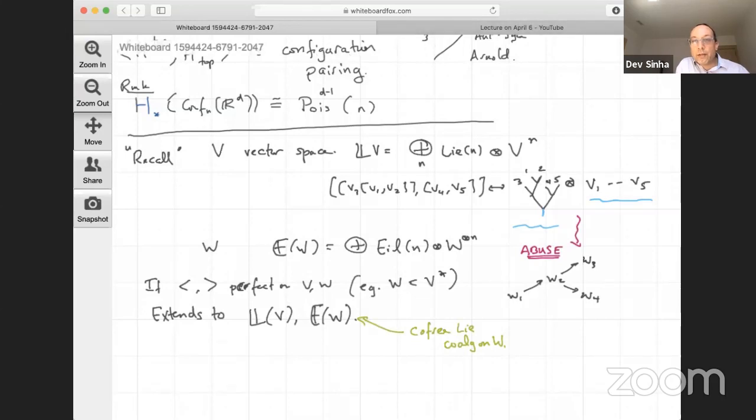Let's see, so I've got the tensor product, yes, is over the symmetric group. Thank you very much, Florian. Let me write those in. Thank you very much. Okay.